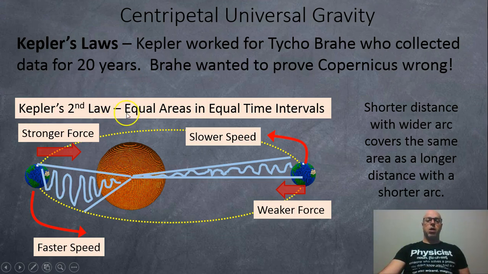So Kepler's second law is that when a planet is moving in orbit, it sweeps out equal areas in equal time intervals. So when it's close, it's moving really fast, but it's at a shorter distance. So this pie shape here is short and wide. When it's far away, it's moving slower, but it's got a longer distance. And what he discovered was the pie shapes, even though they don't look the same, have the same amount of area in the same time interval. If this is a 1 week time interval, and this is a 1 week time interval, they have the same amount of area.